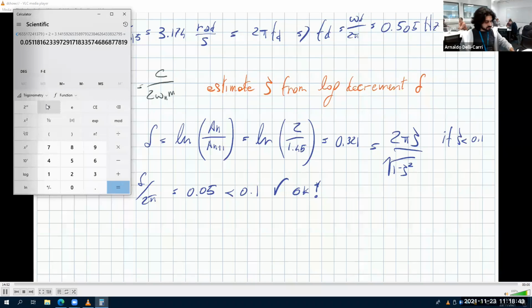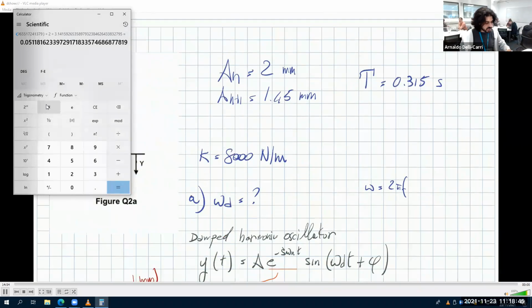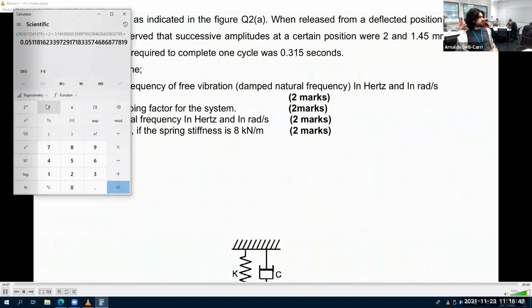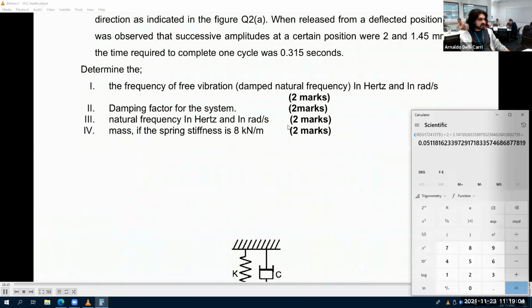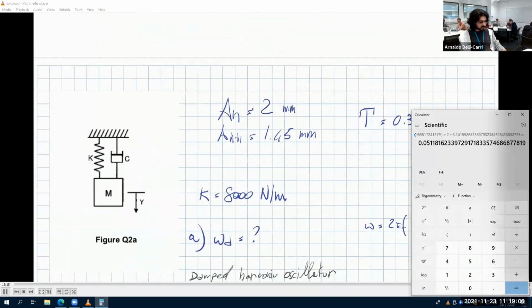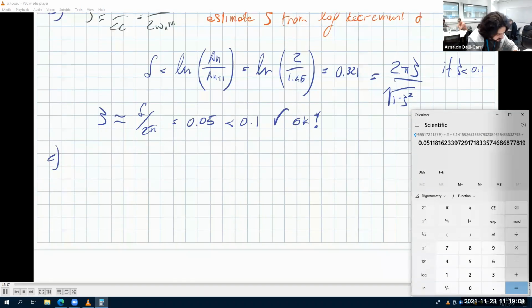Okay, so we found B. Let's do C. See how easy this is? It's just a matter of using your formula sheet, which I remember, of course, but you have all the formulas in front of you anyway, so it's even easier for you. We want to find here the natural frequency in hertz and in radians per second. So in this case, we want to find omega n.